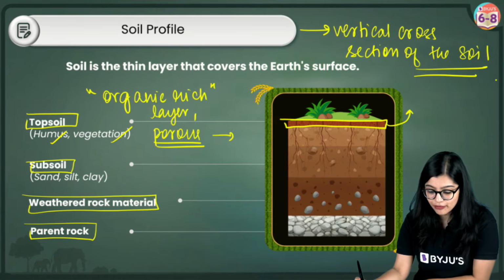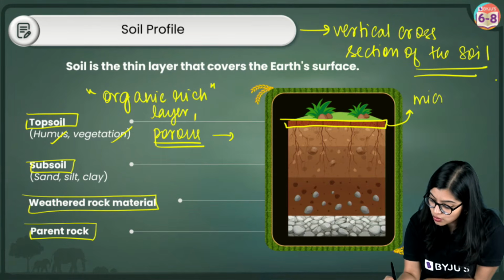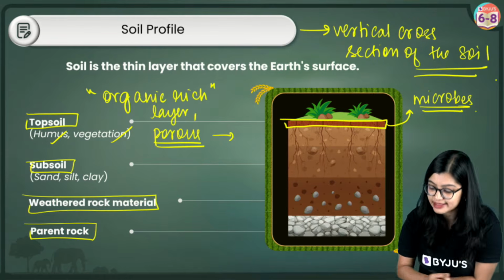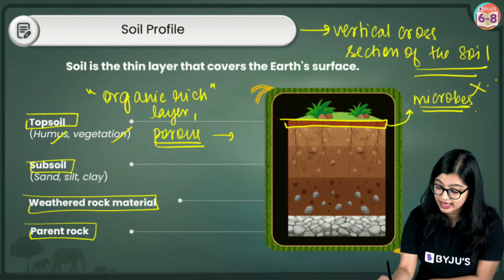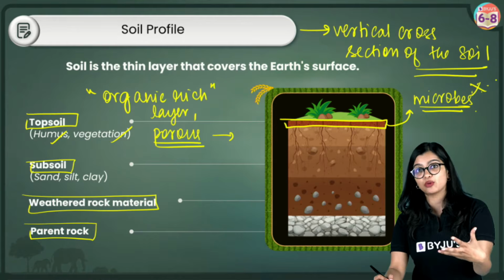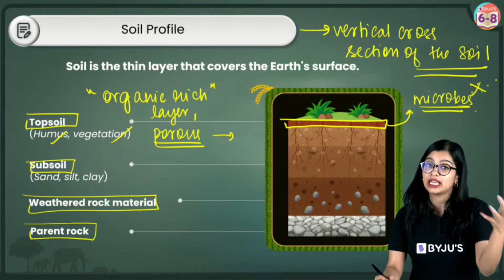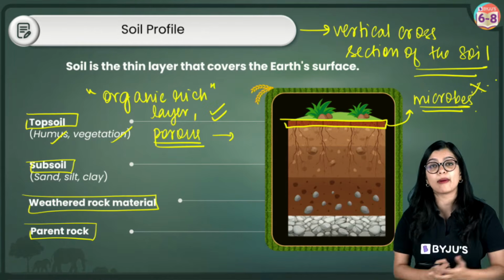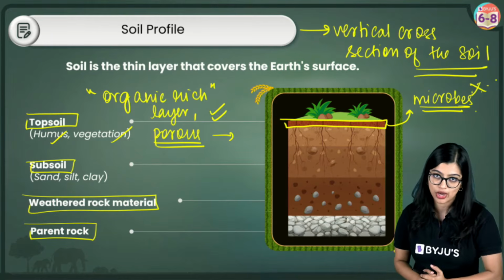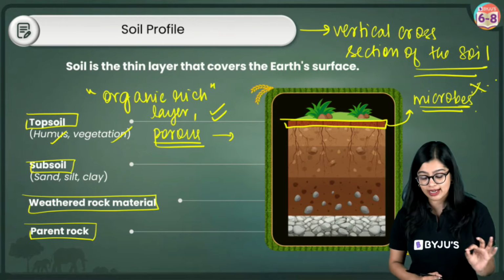Yes? So now, of course, this particular layer also includes various microorganisms, right? And this is very important because the presence of microbes will facilitate decomposition. If decomposition happens, then again, more nutrients are present in the soil. So your topsoil is very, very important.